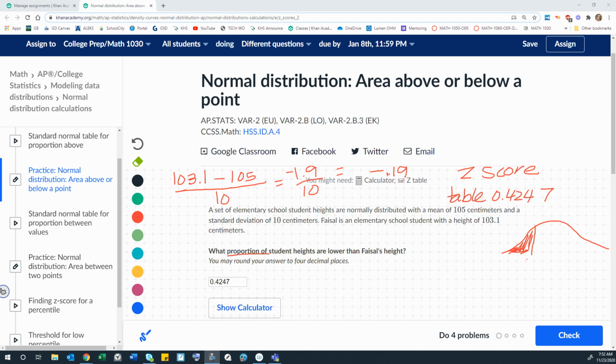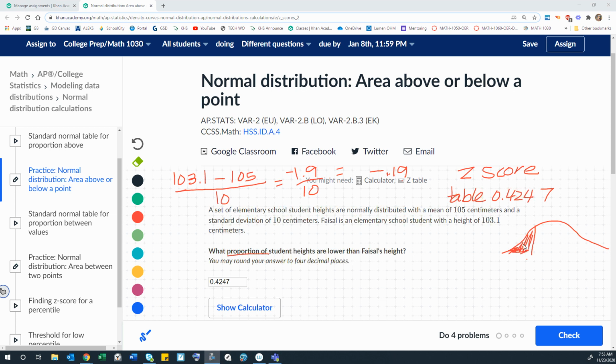Okay. All right, we're looking at this assignment on Khan Academy, normal distribution area above or below a point. We took the student's height 103.1, we subtracted the mean 105, we divide by the standard deviation 10, so that's negative 1.9 divided by 10, which is negative 0.19. We look at the negative side of our z-score table, we go over to the 0.09 column, and we get 0.4247, so it's that proportion of 1 is below.